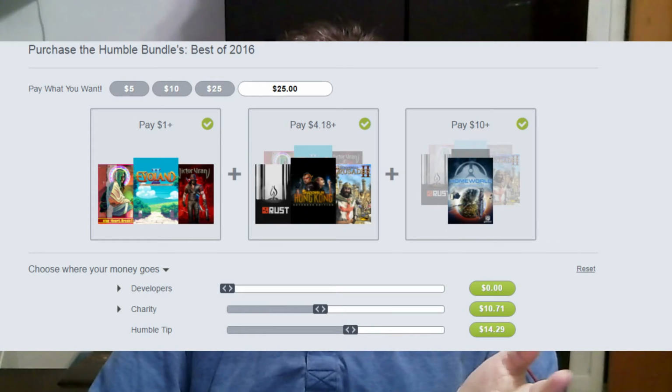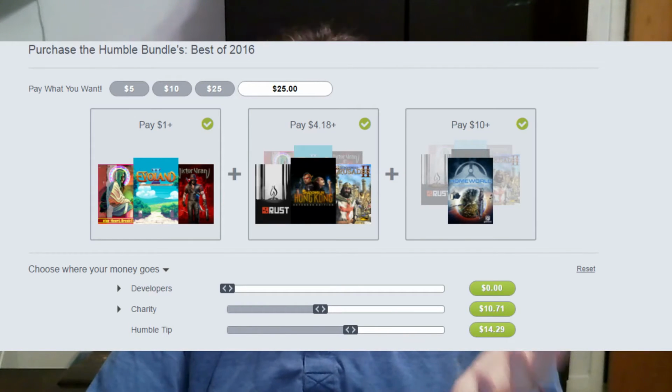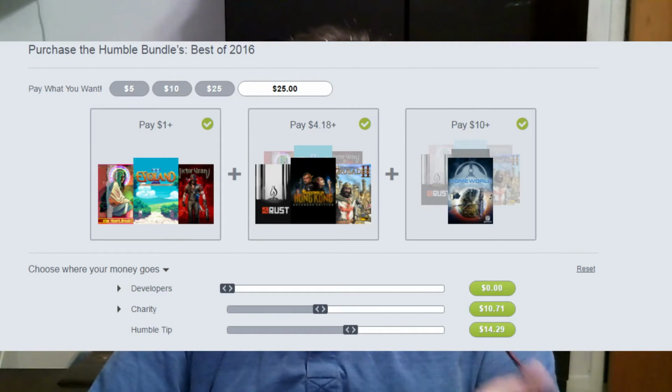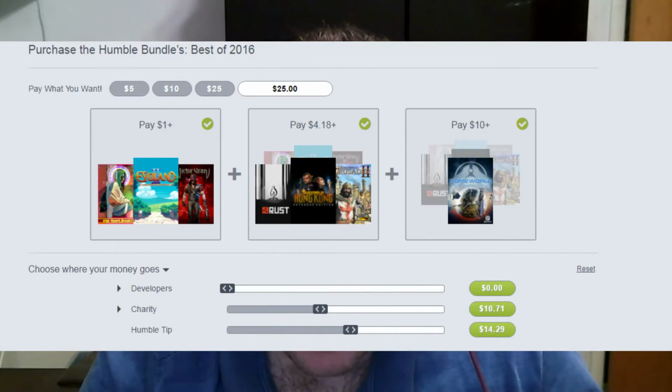So whenever you spend money on the Humble Bundle, you are allowed to, as you can see, decide where your money goes. And if someone doesn't really care about the games, but they're simply interested in the charity, they can bump the developers down to 0, and they can raise the charity and the Humble tip up. Now, I've never done that, but it is important to understand that that is an option.